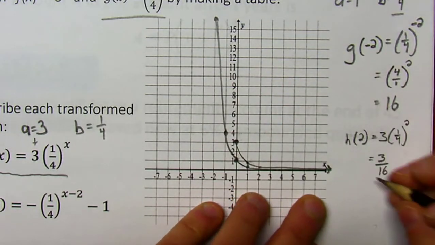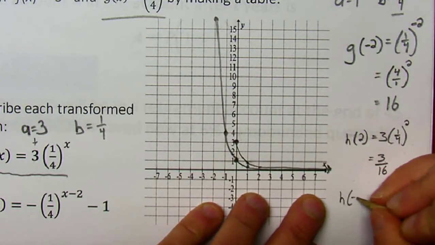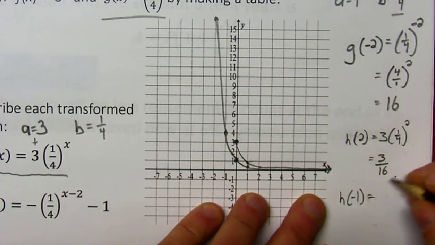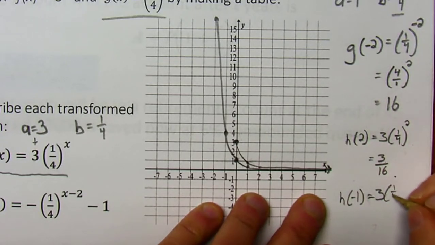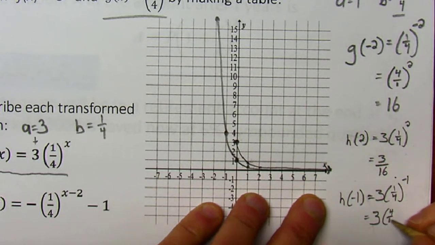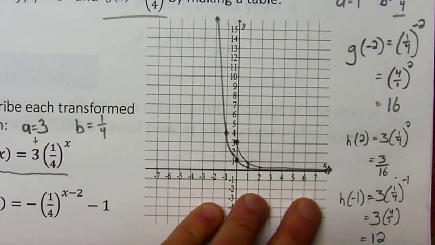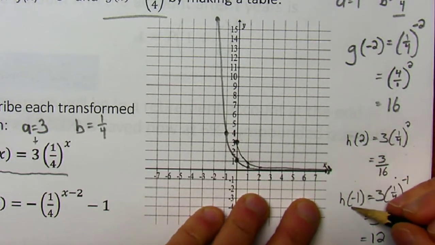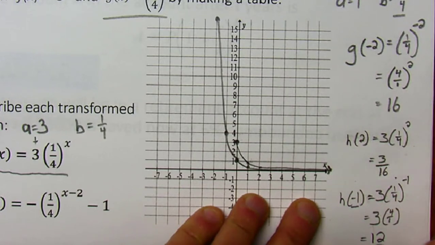What about x of -1? h of -1 is equal to 3 times 1/4 to the -1 power, or in other words, 3 times 4 over 1, which is equal to 12. And so when our x value is -1, our y value is 12.